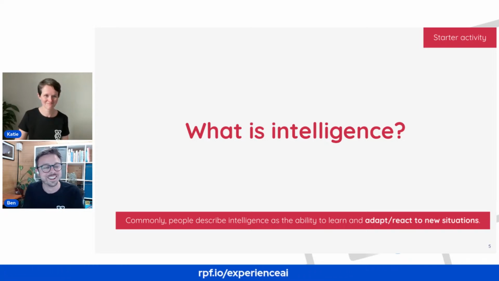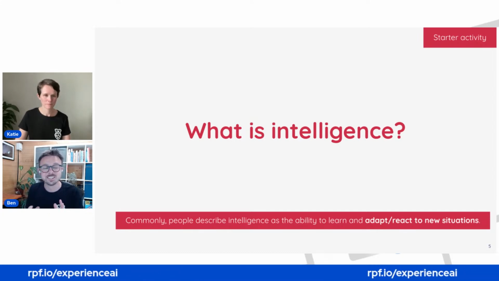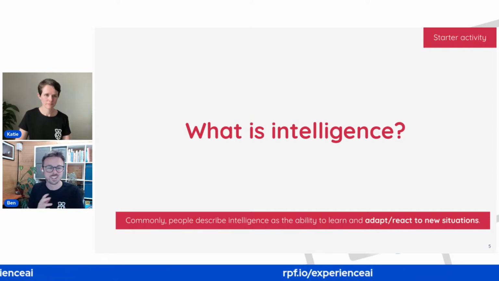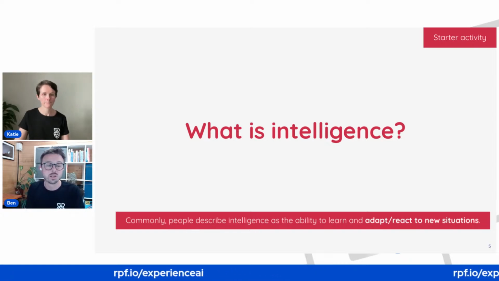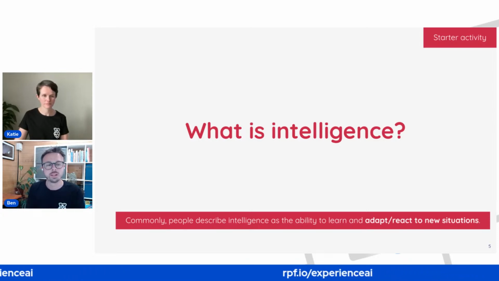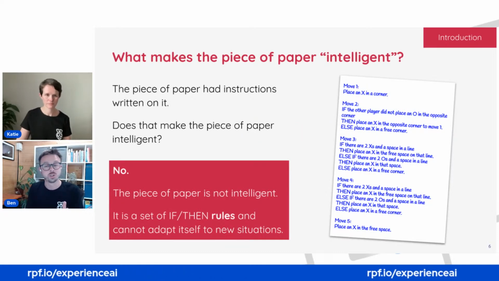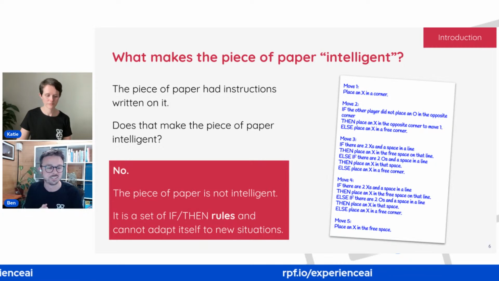Very, very well done. So there's no real right or wrong answer here. And actually, this is one of these questions that researchers and scientists have been debating for a long time. But it's actually a really good way for your students to start thinking about AI and what their capabilities are as human beings. So what we've landed on is this definition of the ability to learn, adapt, and react to new situations. So not too dissimilar to what you just said there, Katie.